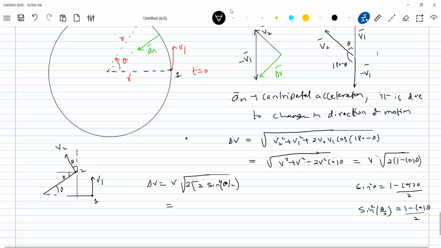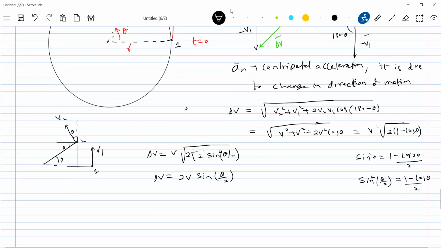So 2 into 2, this will come outside, 2V sine theta by 2. Theta is very small, so sine theta by 2 becomes theta by 2. So delta v equals 2v theta by 2. 2 gets cancelled. So what we end up with, delta v is equal to v theta. Theta is the angle. So now I'll put delta v by delta t, so v theta by delta t.